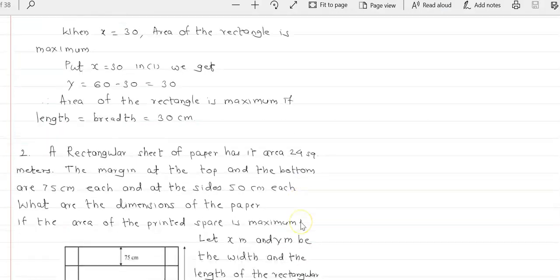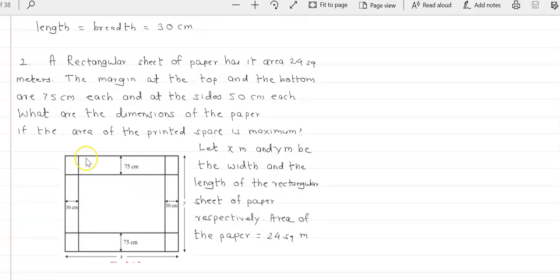We'll see this here. I am repeating from first of all whatever I had written on the board. Then I will show the next one. That is question number 2.